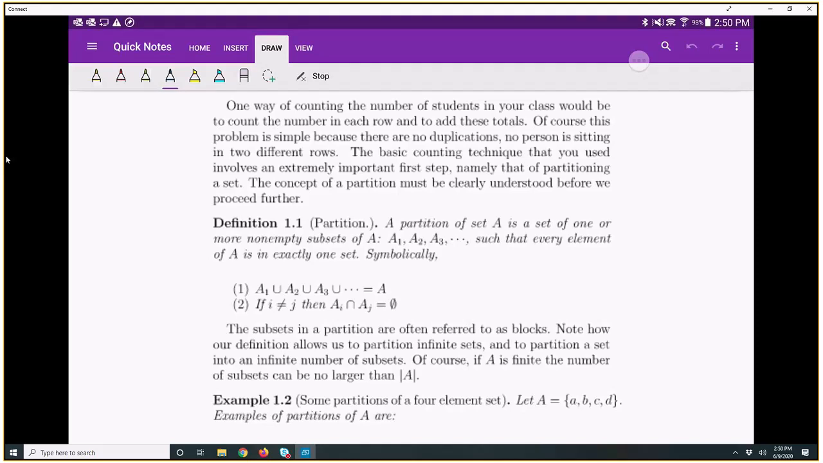So symbolically, we'll say A1 union A2 union A3 equals A. That takes care of every element of A is in at least one. But also, if the subscript i is not equal to j, then A sub i intersected with A sub j is empty, and that takes care of every element of A is in exactly one. So these are going to be disjoint subsets because they'll have empty intersection.